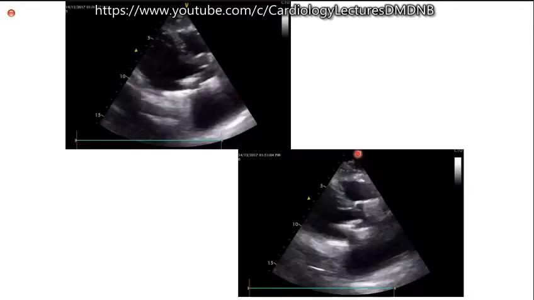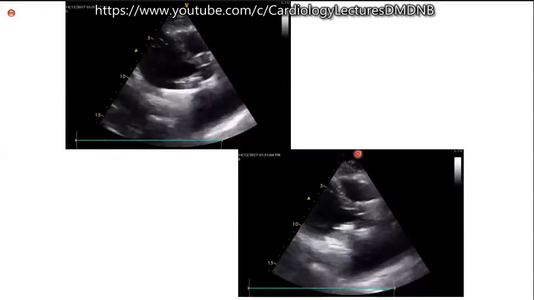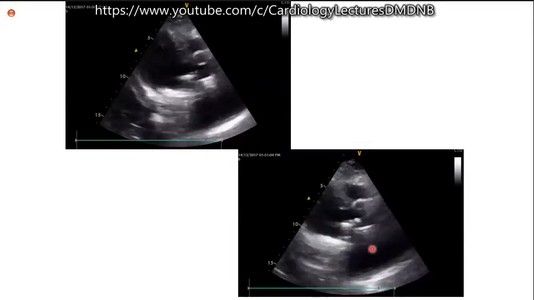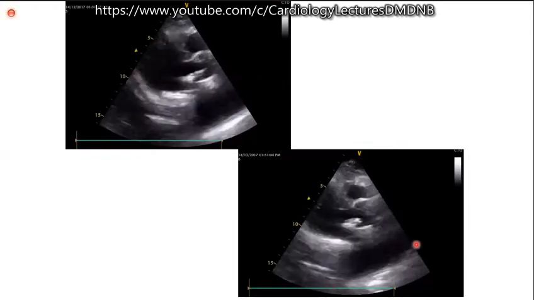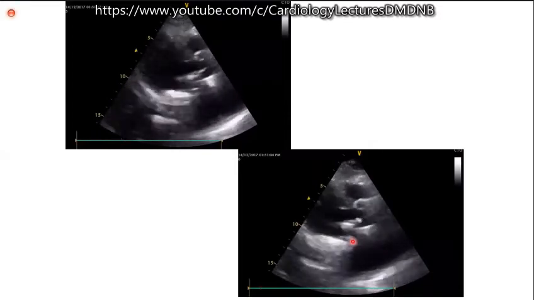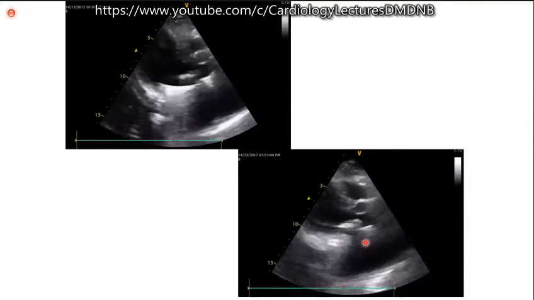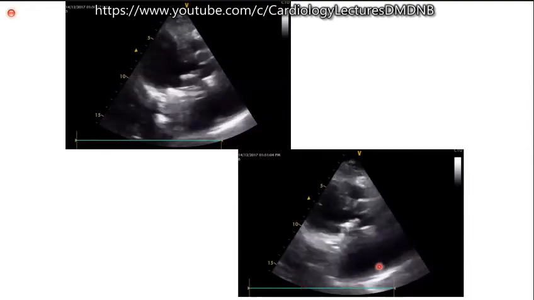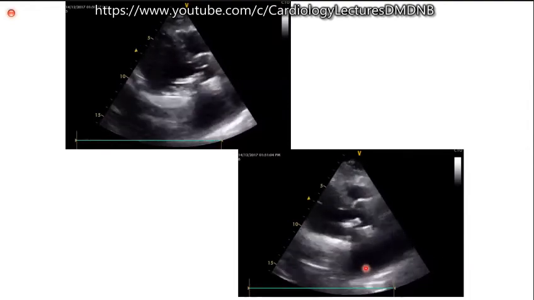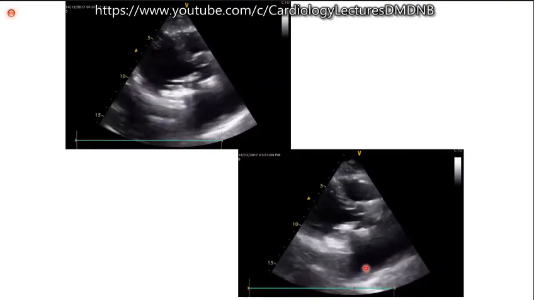And this is the echo after the removal of the thrombus. You can see that the left atrium is free of thrombus now. Of course, there's prosthetic material in the mitral position, but the thrombus has disappeared. The surgeon removed the thrombus.